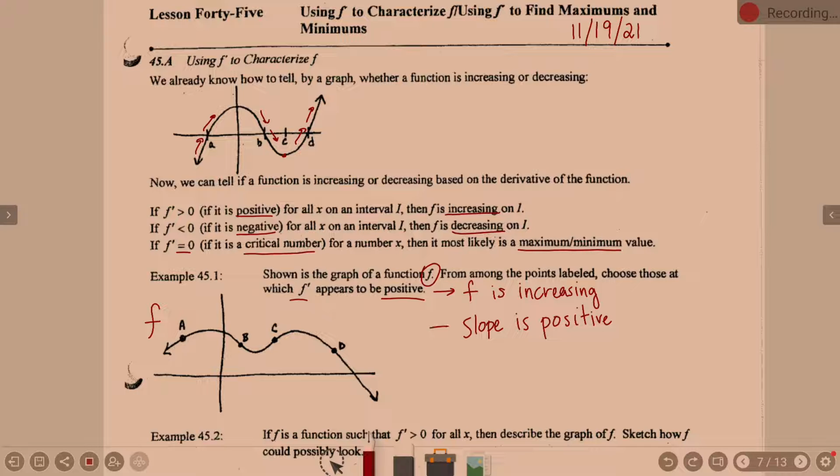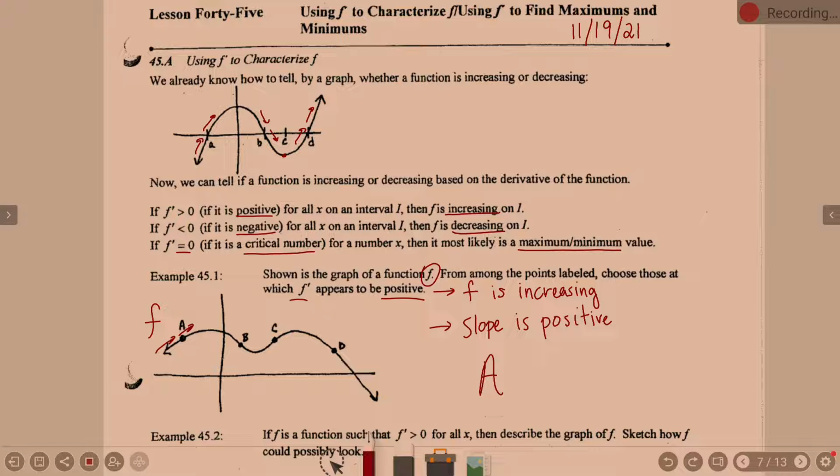So with that in mind, what are our answers? At point A, what is my graph doing? It is increasing, yes? So it has a positive slope around A. So A would be a positive first derivative. At B, my graph is decreasing. That'd be a negative first derivative, not what I'm being asked for.